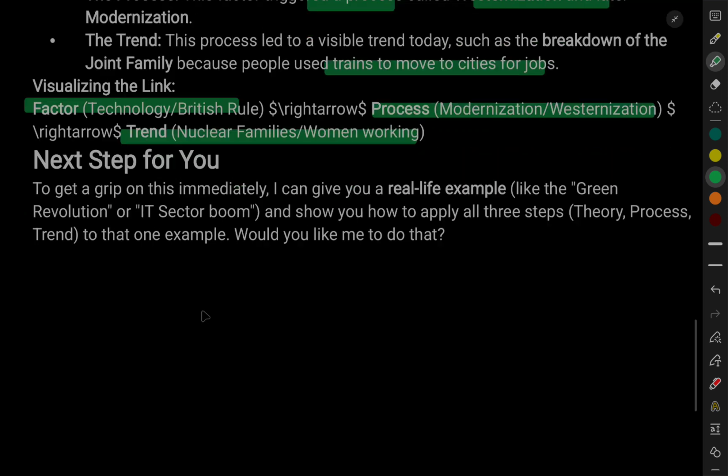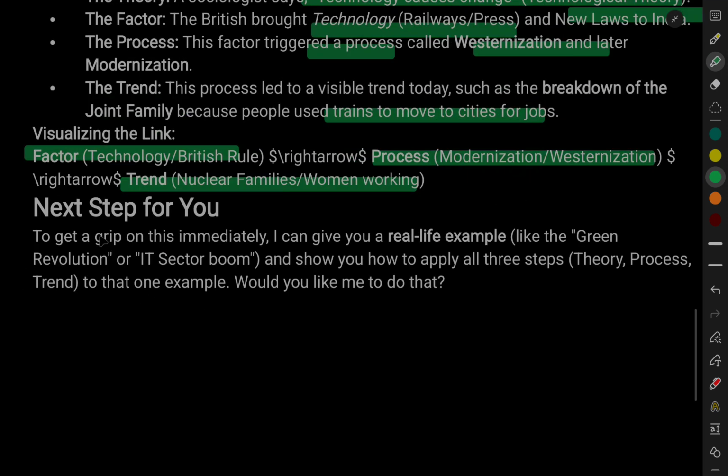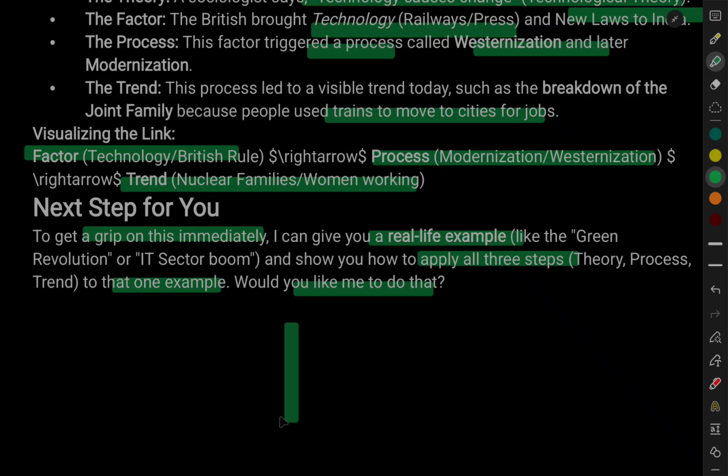The next step is to get a good grip immediately. I can give you a real-time example like the Green Revolution or the IT sector boom, and show you how it applies to all three steps, with one example. Would you like me to do that? Okay, we will do it after the completion of this whole syllabus. We will try to understand this question also, one interesting factor that is given here.